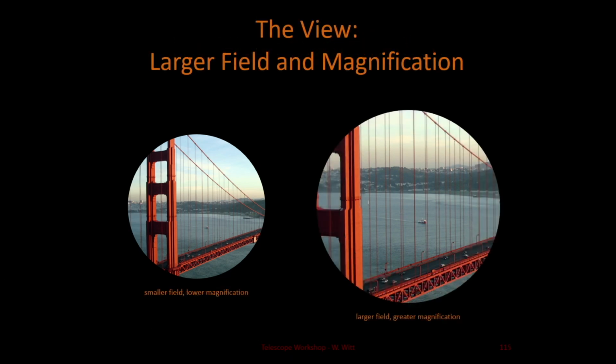And then you could have both, right? So here on the left, you have a smaller field of view with less magnification, and on the right, you have a larger field of view with more magnification. Does that make sense, the difference between those two?